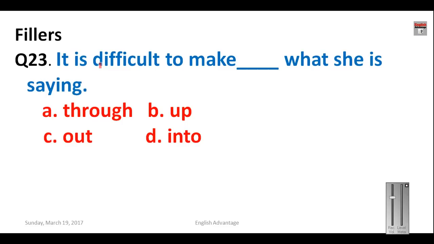Let us see the fillers part. It is difficult to make what she is saying. Okay, it is difficult to guess, or it is difficult to have an idea regarding. So to make a guess, what is the equivalent phrasal verb for making a guess? So the equivalent phrasal verb is make out, because make out means to make a guess or to understand. So here your answer will be C.